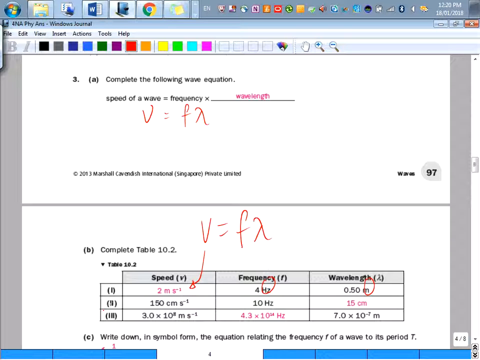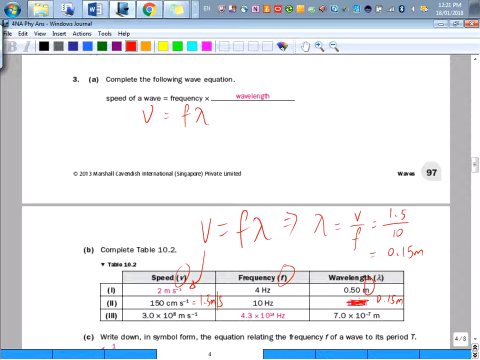Now for the second part, I'm given v and f, so I need to find lambda. Using my equation, simple mathematics, lambda is equal to v over f. Substituting accordingly, 150, this is in centimeters. Let us change it to SI units. This will be 1.5 meters per second. So I have 1.5 divided by 10, 0.15 meters.